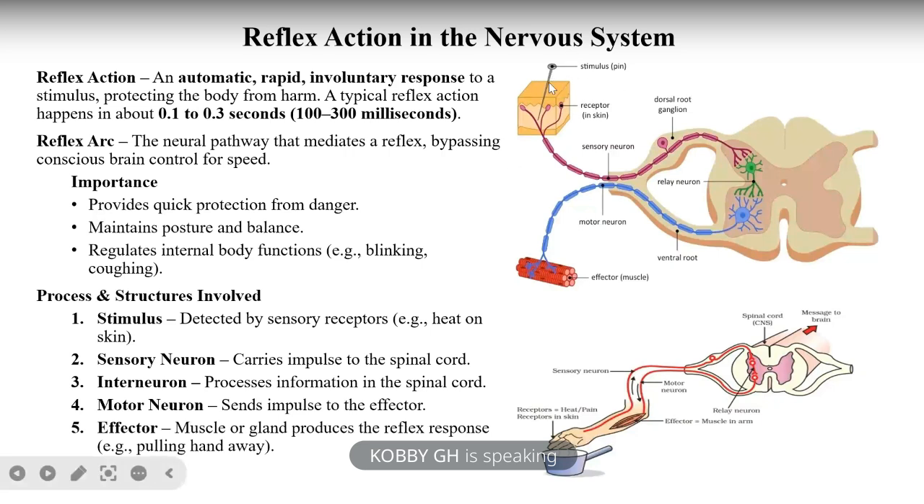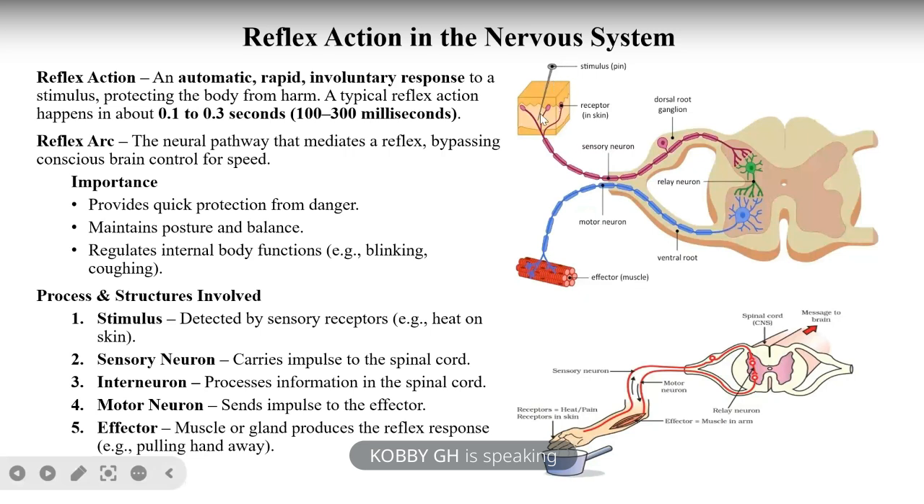We have the stimulus, the receptor, the sensory neuron, the relay neuron, the motor neuron, and the effector, which can be a muscle or even a gland. The receptors are connected to the sensory neuron. From the sensory neuron, we have the relay neuron. From the relay neuron, we have the motor neuron. And from the motor neuron to the effector.